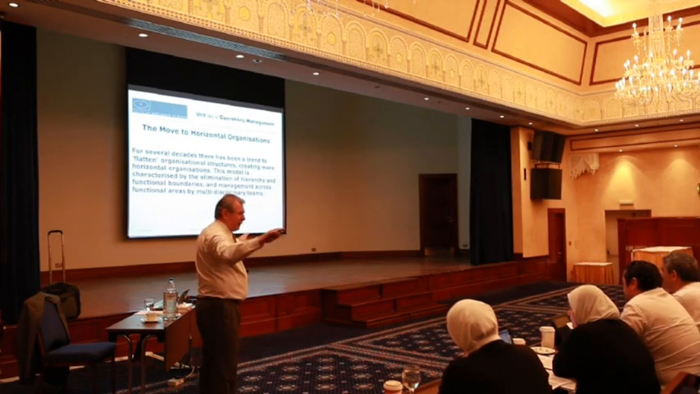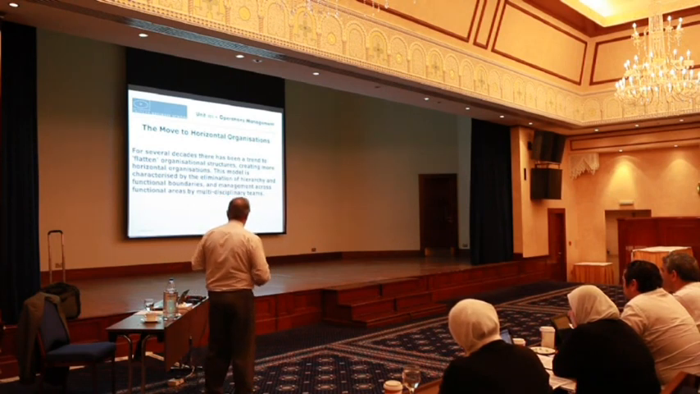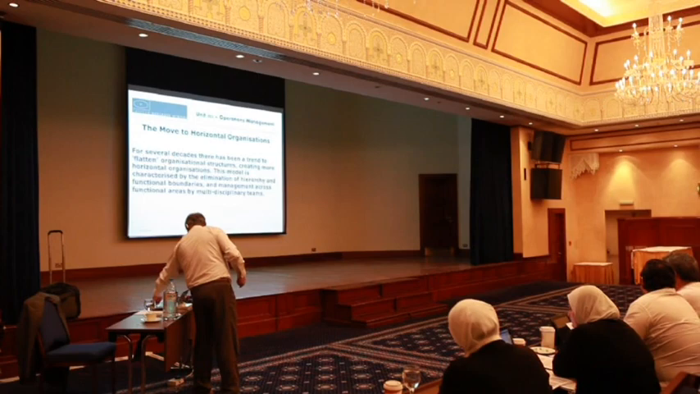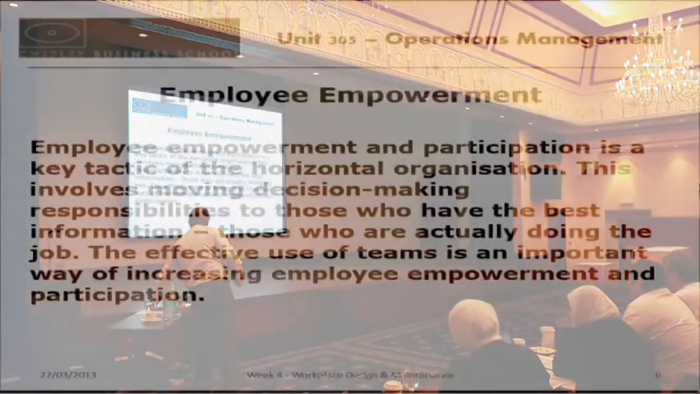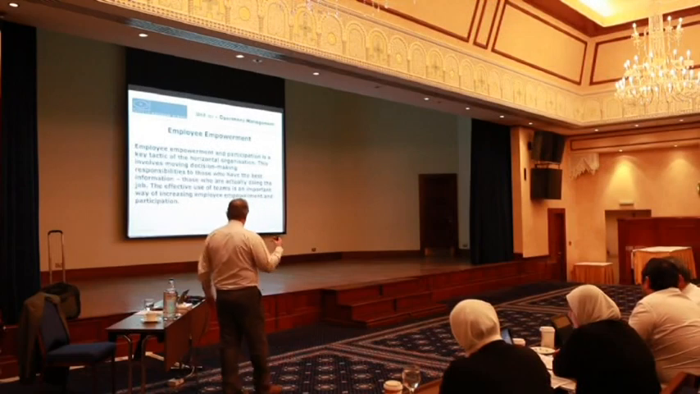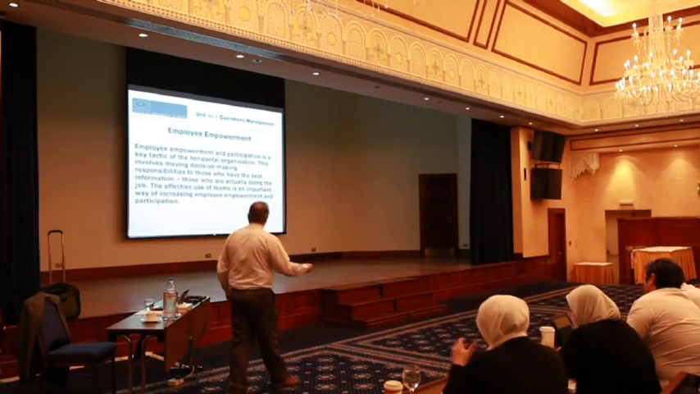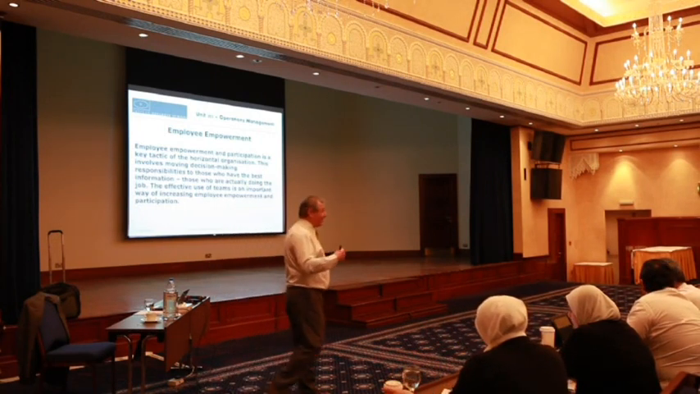It's a flatter organization that gives you more empowerment down through your organization. And this is what we're talking about. We're talking about employee empowerment and participation as the key tactic of the horizontal organization. And it involves moving the decision-making responsibility to those who have the best information.